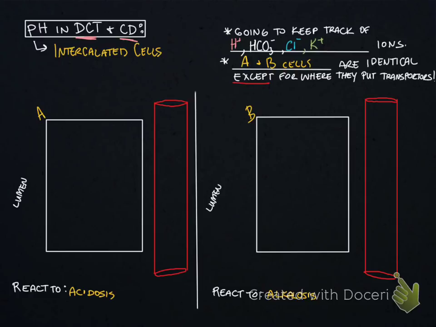So if type A is reacting to acidosis, where it's acidotic within the blood, where are we going to want to put the bicarbonate? Back into the blood, right? So our transporter for bicarbonate needs to go here. And it needs to go this way. And it happens to exchange for chloride. Okay?